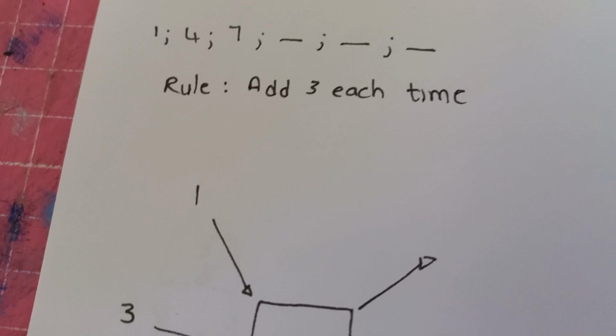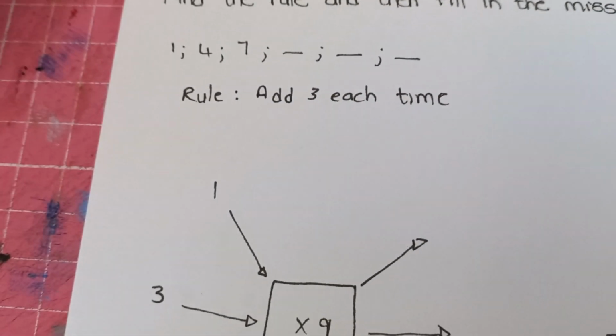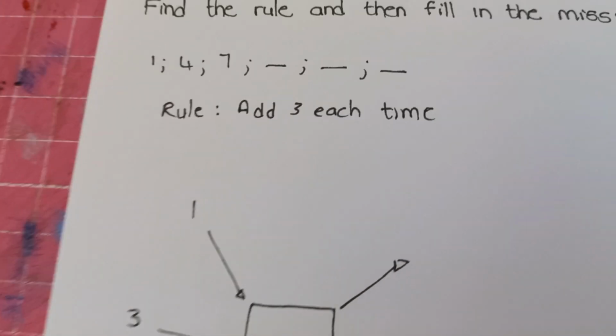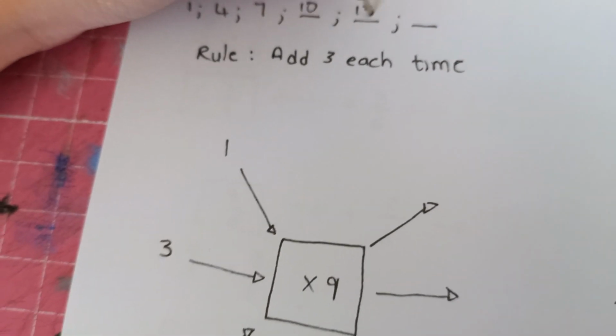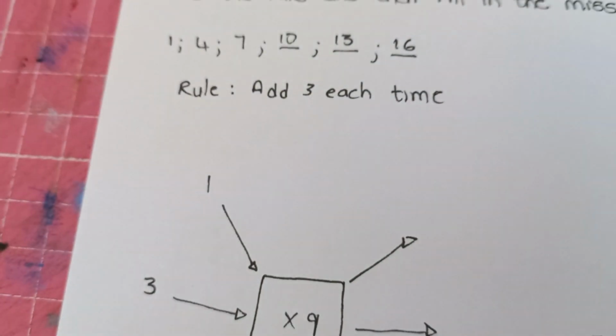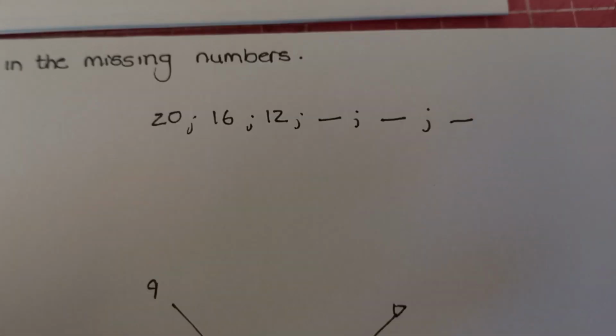And then if we had to calculate the rest of the number pattern, 7 plus 3 would give us 10, 10 plus 3 would give us 13, 13 plus 3 would give us 16, and that's our pattern done. Okay, so the same with this one.